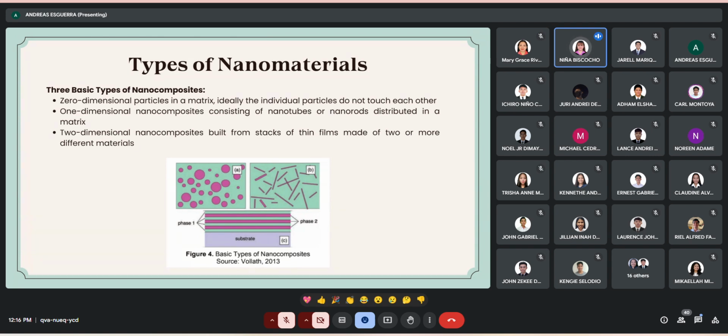So these three types, zero-dimensional, one-dimensional, and two-dimensional, are designed based on the shape and arrangement of the nanoparticles. Each structure gives the material a different set of strengths, whether it's increased durability, specific directional strength, or flexibility. Next po.